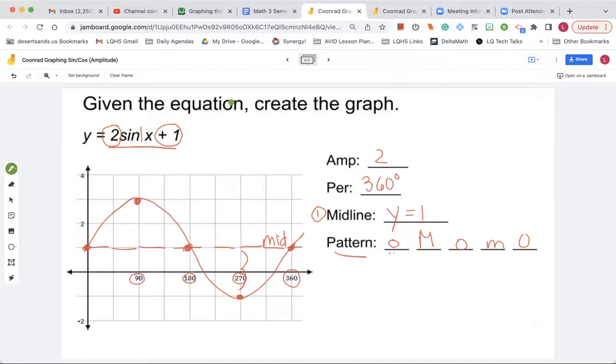The critical piece I think that kids have trouble with is knowing that the zeros happen at the midline. The maximums and minimums are whatever the amplitude is from the midline. So if you start at your 0 on the midline, then you go to your max based on your amplitude, back to your midline, minimum based on your amplitude, back to your midline.